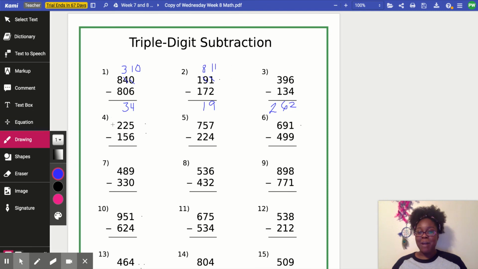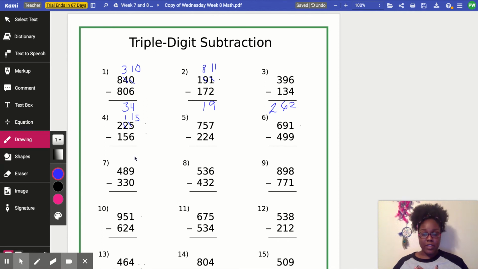All right, I'm on number 4. I have 5 and I'm trying to take away 6. I can't do that. There's more on the floor. I go next door and it puts a 1 in my tens place and 15 in my ones place. Now, 15 take away 6.